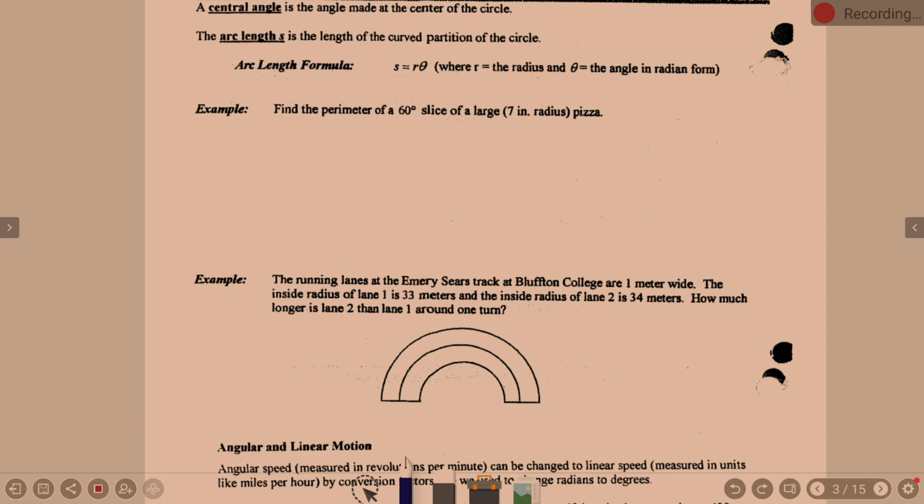Okay. On the back side, we are going to talk about something called an arc length formula. Now, before we do that, a little bit of definition here. A central angle is the angle made at the center of the circle. So when we're talking about things like 60 degrees, that is an angle where the vertex is at the center of the circle. So that is a central angle. The arc length, S, is the length of the curved portion of the circle.